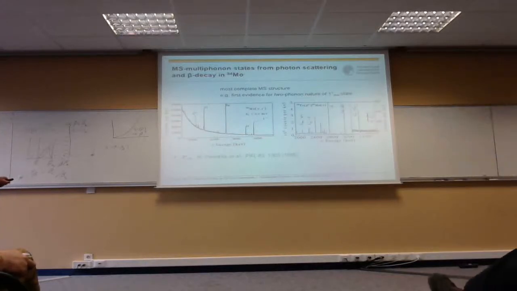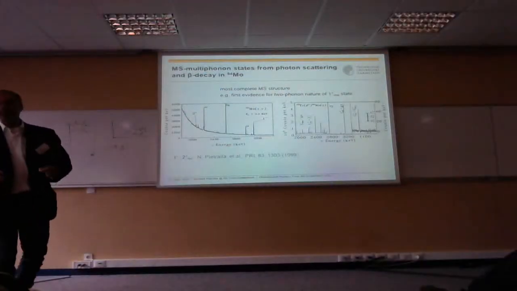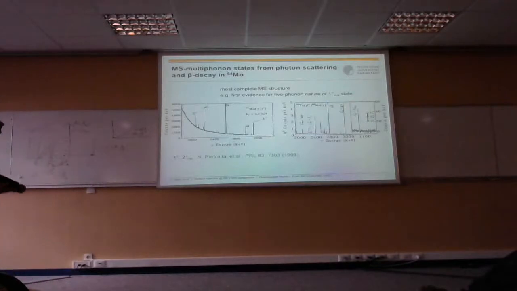The same method, photon scattering, also excites 1 plus states. So with this method, one can identify both the 1 plus mixed symmetry state and the 2 plus mixed symmetry state. So the height of the peaks is proportional to the cross section from the ground state. And if you know the decay path, you can tell the M1 transition rates, and you can identify these states as mixed symmetry states.